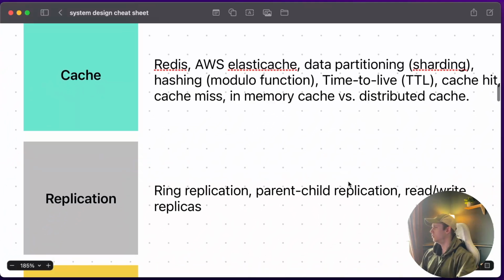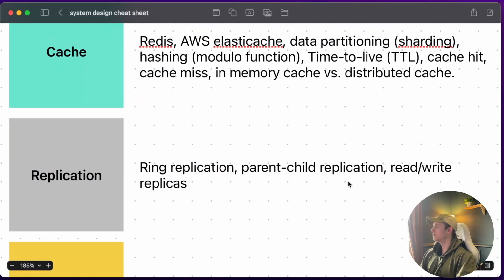I want to move down next to replication. Replication is this idea of replicating, let's say, your one database instance across multiple instances or nodes. You can hear this in the context of RabbitMQ if you have a replicated cluster set up, so you have multiple RabbitMQ nodes running. Replication could be talked about in the context of ring replication, parent-child replication, or leader-follower replication, and also in the context of read-write replicas, most commonly used with databases to better serve traffic, more evenly dispersed traffic.